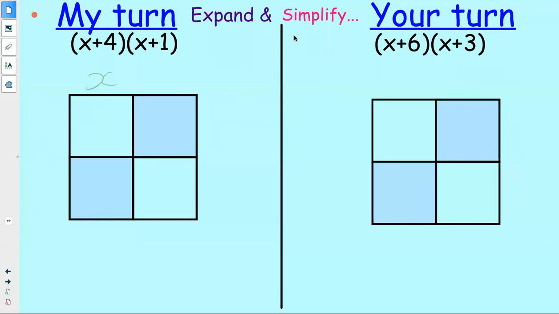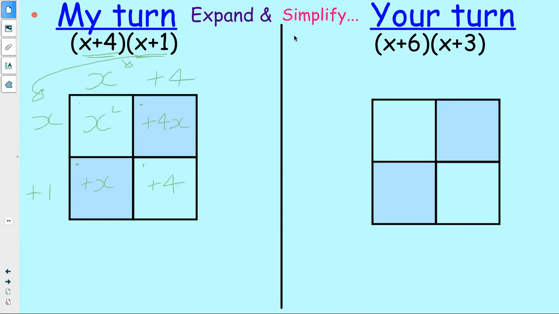So we've got x here, positive 4 here, x here, positive 1 here. So you can see that this bracket here is written on top, and this second bracket here is written at the side. Okay, so this box here, x multiplied by x is x squared. This box here, x multiplied by 4 is a positive 4x. This box here, 1 multiplied by x is a positive x. And this box here, 1 multiplied by 4 is a positive 4.